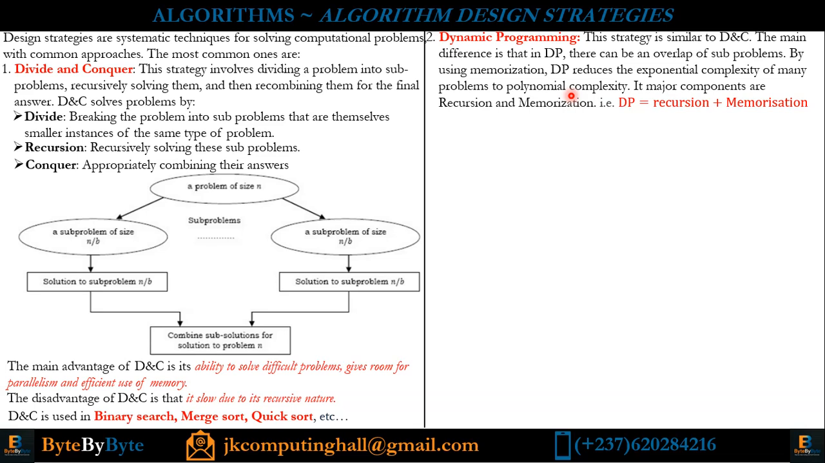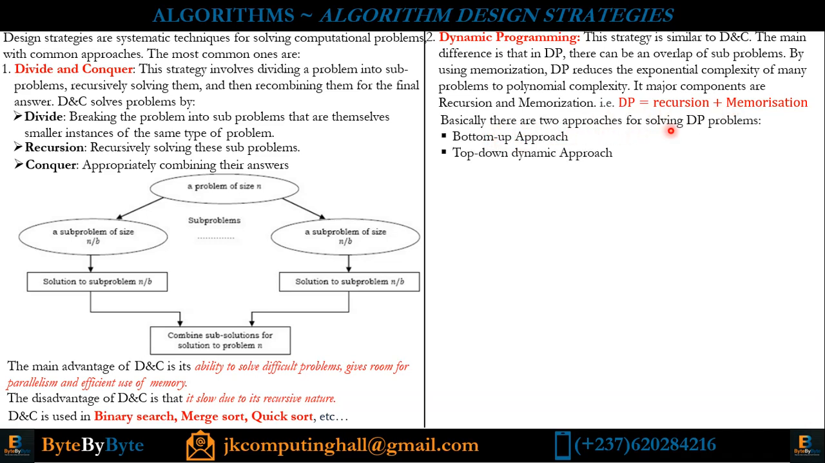So the difference between divide and conquer and dynamic programming is that in dynamic programming, there can be an overlap of sub-problems. Also, dynamic programming uses memoization. The major components are recursion and memoization, whereas in divide and conquer, it is division, recursion, and conquer. But in dynamic programming, the major components are recursion and memoization. That's why we say dynamic programming is equal to recursion plus memoization.